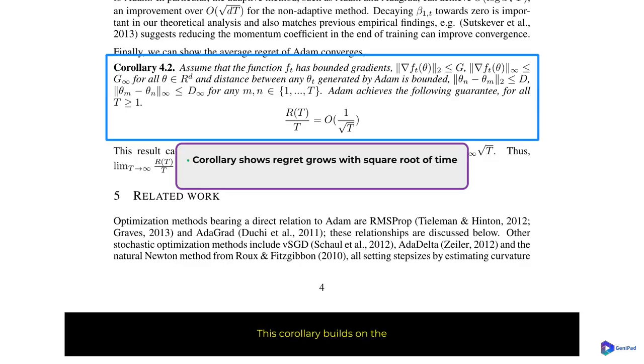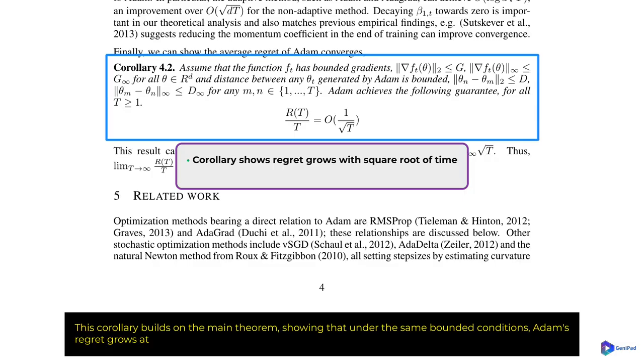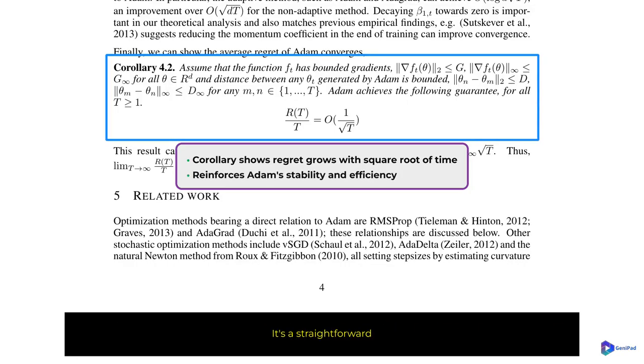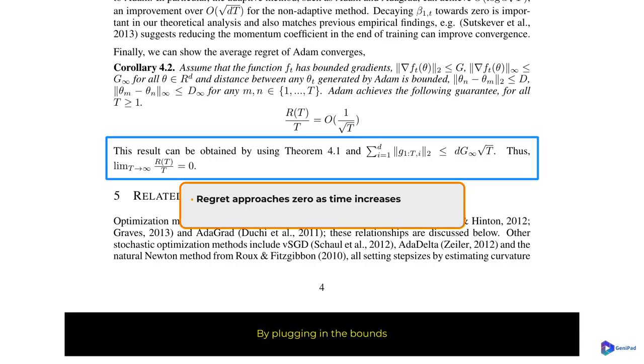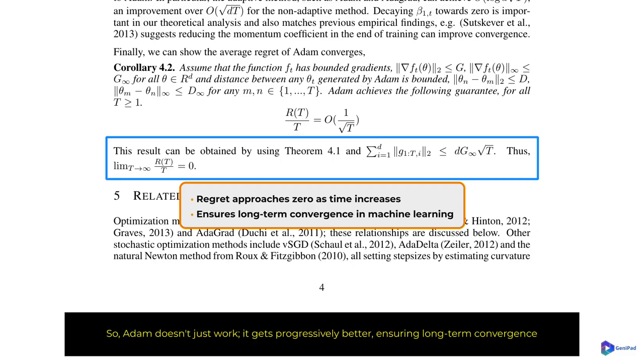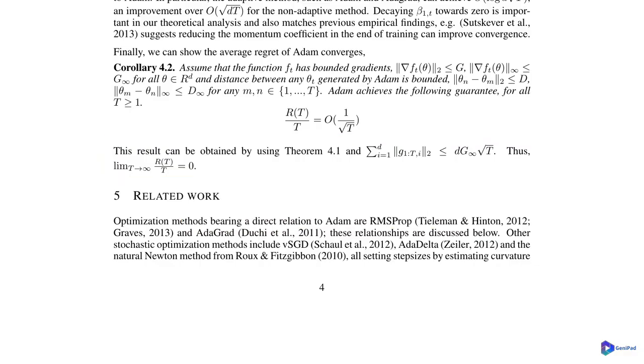This corollary builds on the main theorem, showing that under the same bounded conditions, Adam's regret grows at a rate proportional to the square root of time. It's a straightforward result that reinforces Adam's stability and efficiency in optimization. By plugging in the bounds from the theorem, we see that the regret approaches zero as time goes to infinity. So Adam doesn't just work, it gets progressively better, ensuring long-term convergence in machine learning tasks.